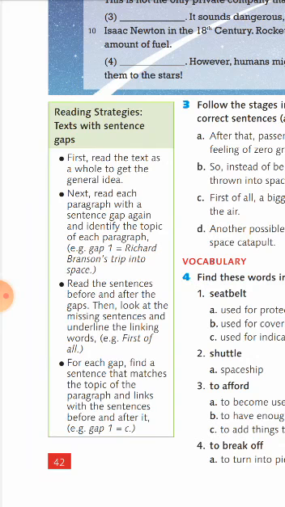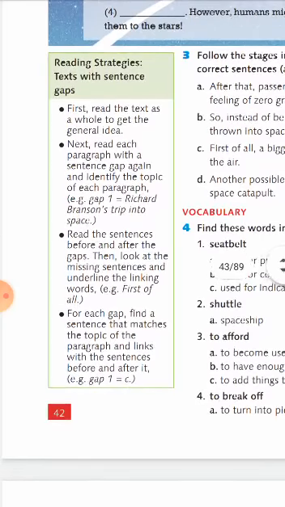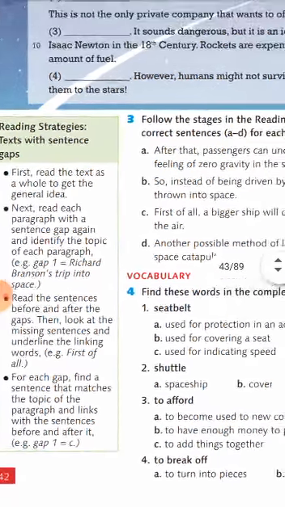Number 2, we will read each paragraph. Number 3, read the sentences before and after the gap. Then we will try to put the answers in the gaps. Number 4, for each gap, find the sentence that matches the topic of the paragraph and link with the sentence before and after it. So the number 5, we will put them in the correct place.